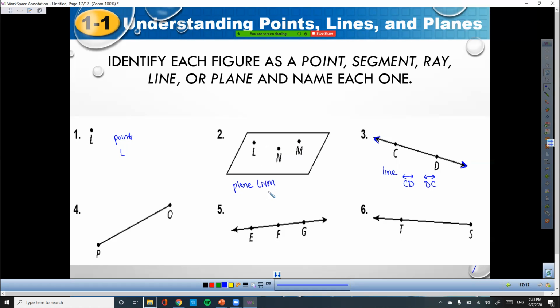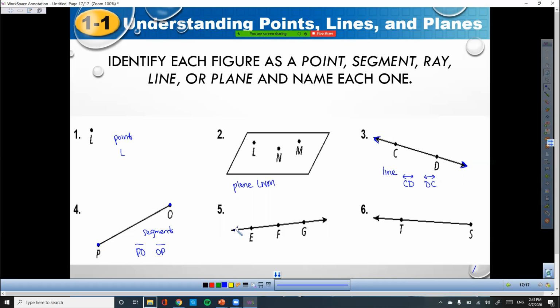Number 4 here, what is this? It has a starting point and an end point. Is it a ray, a line, or a segment? Exactly, since it has a starting point and an end point, it's a part of a line. That means this will be called a segment. And so to name our segment, we just need our 2 endpoints. In this case, it will be segment PO with just 1 line on top with no arrowheads, or OP. That's how we will name our segment here.